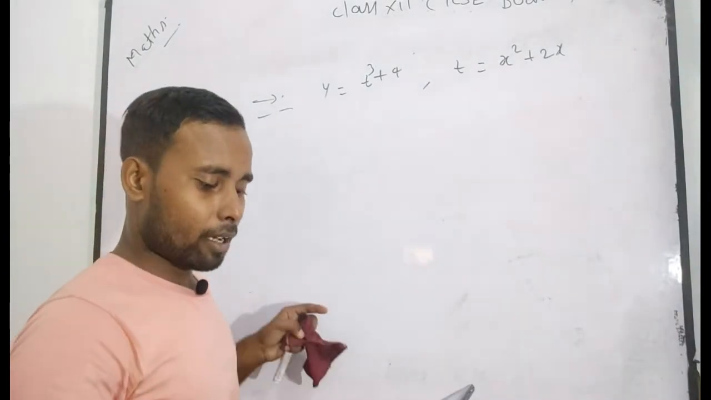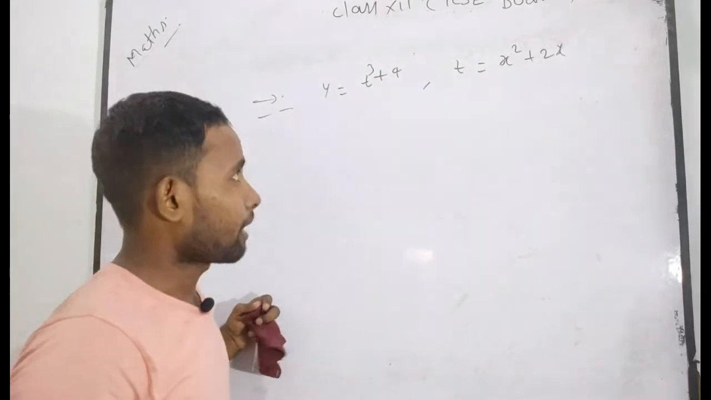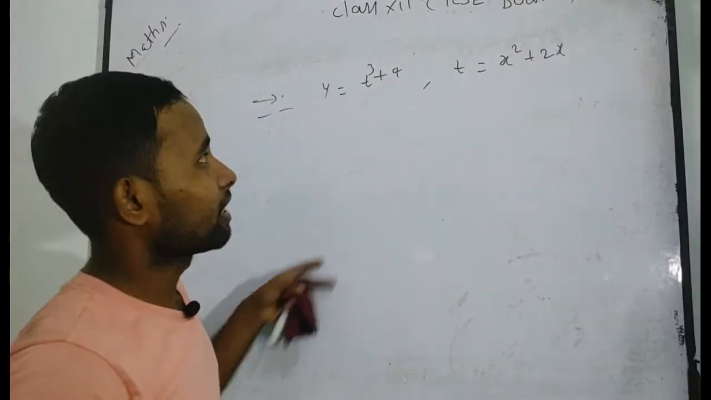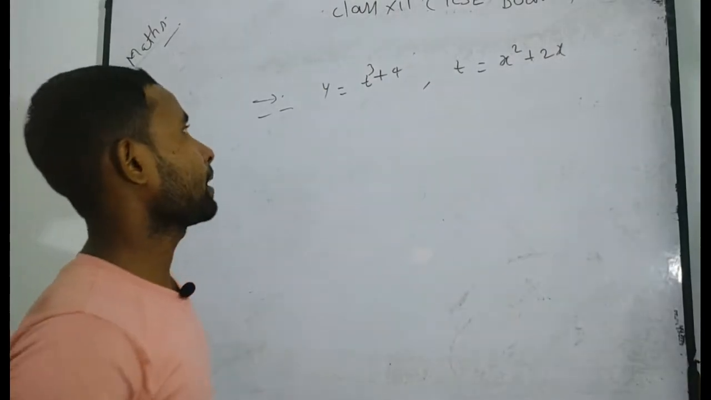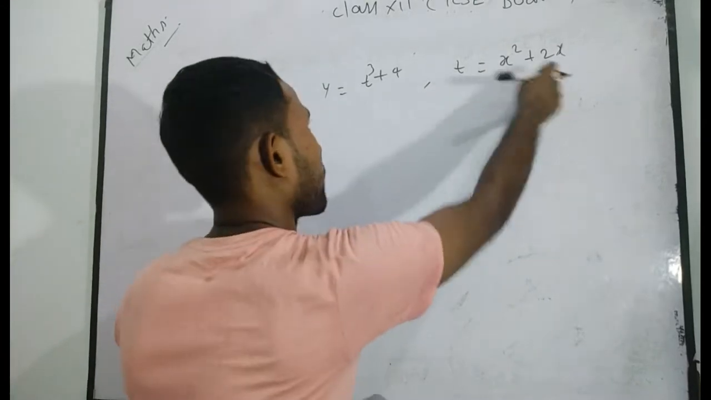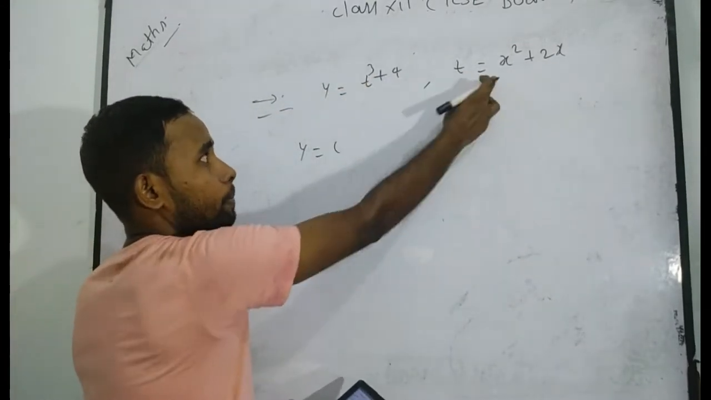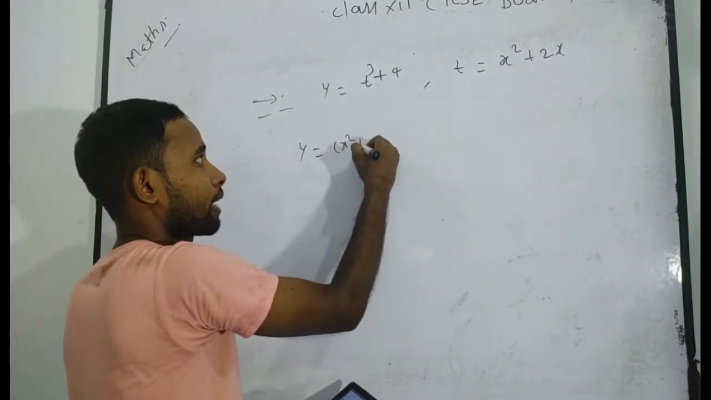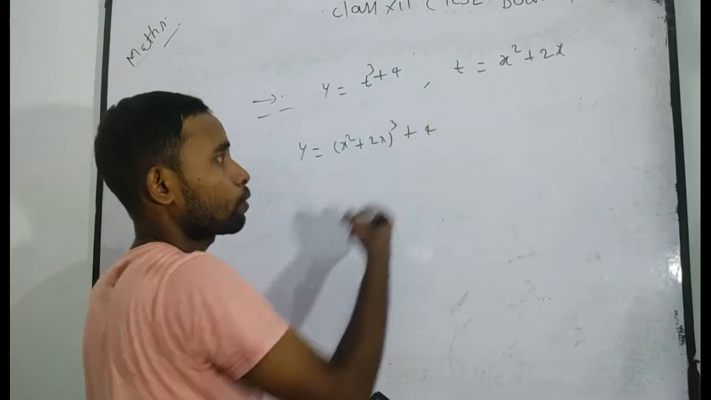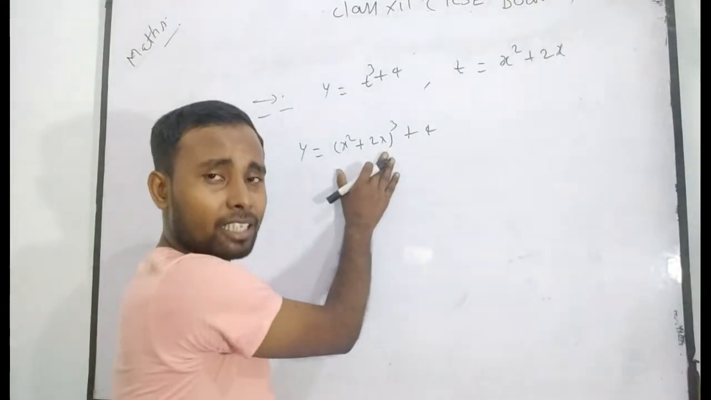Actually, this problem is not related to parametric function. Sorry, parametric function is a totally different kind of problem. See here, this is nothing, it is very easy. Simply, here it is given that y is equal to t to the power 3 plus 4, where t is equal to x square plus 2x. Simply put here y is equal to, in place of t, x square plus 2x. So you have to write here (x square plus 2x) whole cube plus 4. And I will suggest you do not try to expand it.